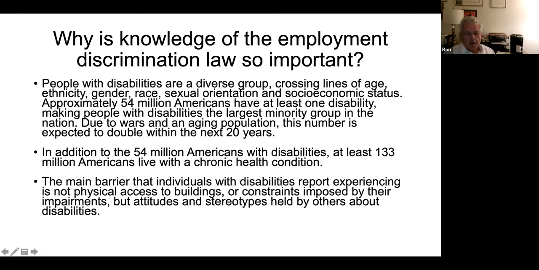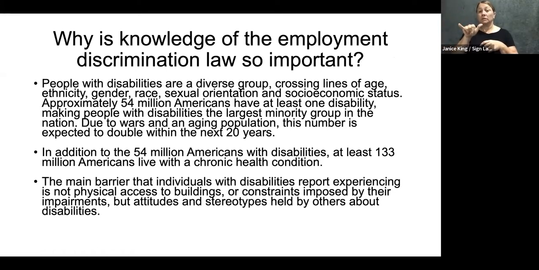So there are approximately 54 million Americans that have at least one disability, making disability the largest minority group in the nation. Due to wars and aging population, this number is expected to double within the next 20 years. In addition to the 54 million Americans with disabilities, at least 133 million Americans live with a chronic health condition. And the main barrier that people face isn't just physical access. I mean, certainly there is some of that, but attitudes and stereotypes held by others are a major problem.